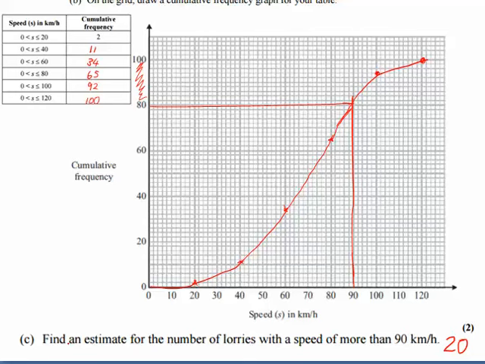Part C of the question says find an estimate for the number of lorries with a speed of more than 90 kilometers an hour. So I find 90 kilometers an hour on the bottom axis, go up to the cumulative frequency curve, read off the value 80, but more than, so that's what's left to make 100.